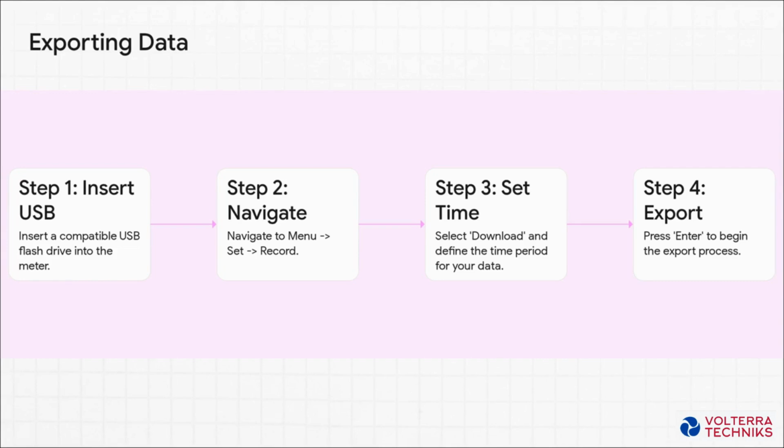First, you'll pop in a compatible USB drive. Then you're going to navigate through the menu to Set and then to Record. From there, you'll select Download and tell it the exact time period you want. Finally, just press Enter and the export begins. Getting this right from the start is absolutely key for your data integrity.